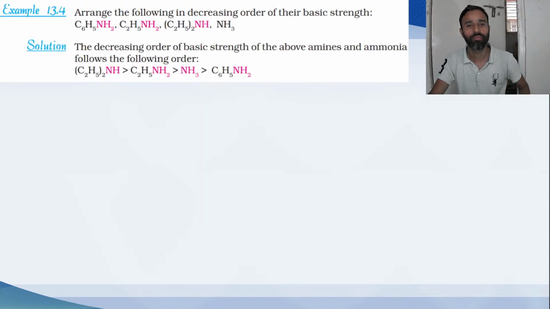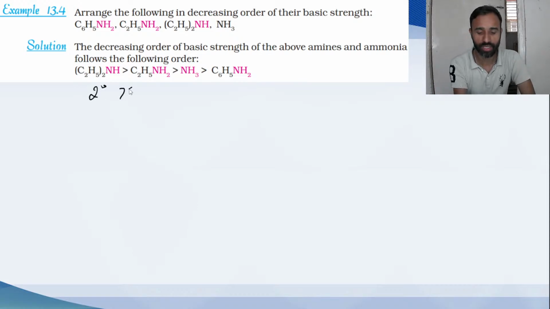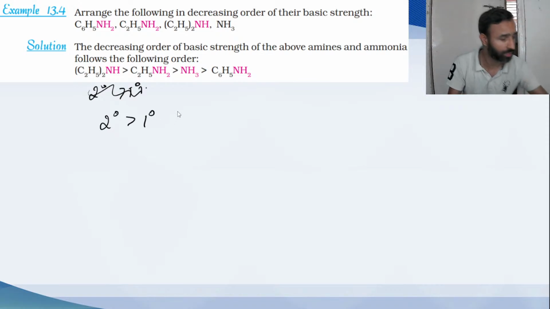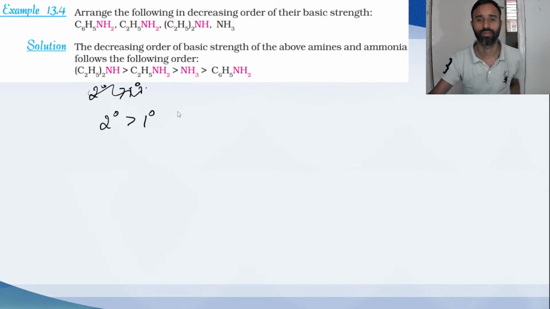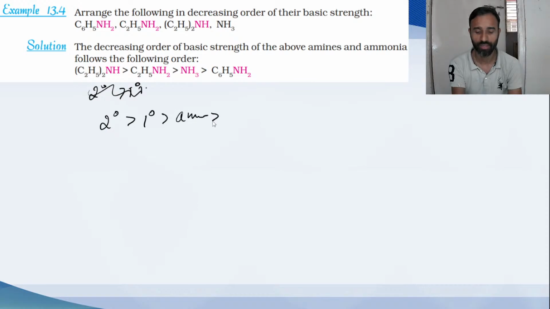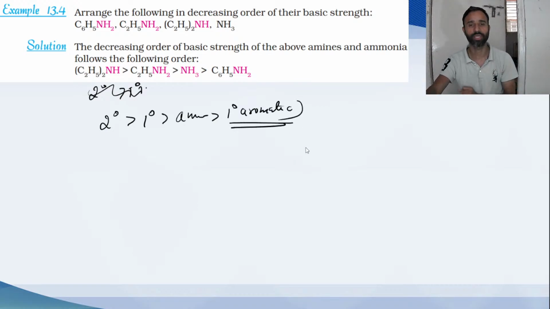Arranged, obviously secondary is more basic than primary because tertiary is not given. Okay, great. So aliphatic secondary amine is more basic than primary amine, which in turn is more basic than ammonia. Ammonia is more basic than aromatic primary amine. So aromatic primary amine is least basic, the reason being the lone pair is involved in conjugation.